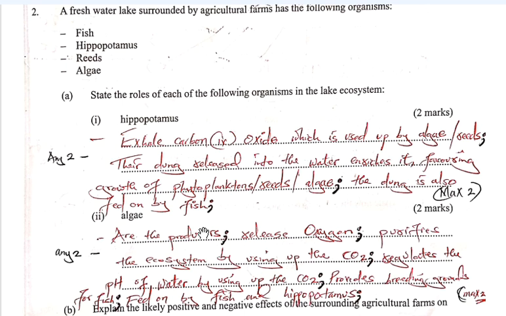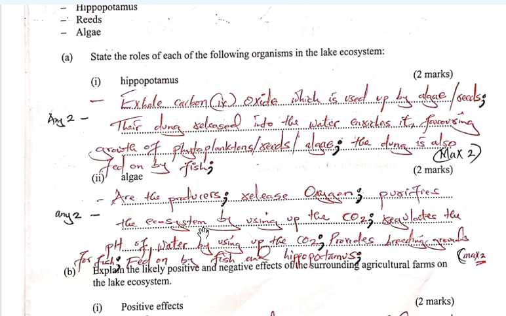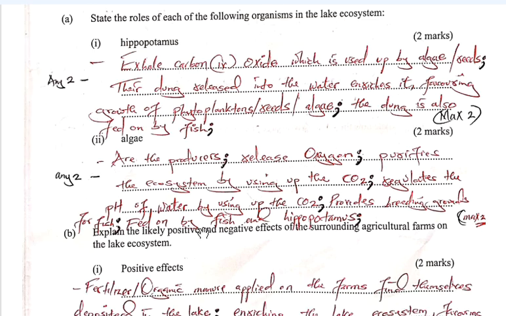Then algae are producers. This means algae are green in color. They are able to trap light energy for photosynthesis, hence produce food. Apart from that, they release oxygen during photosynthesis, and oxygen is a byproduct. They also purify the ecosystem by using carbon dioxide during photosynthesis. Then the other role of algae is that they regulate the pH of water by using the carbon dioxide. Then they provide a breeding ground for fish, and they are also fed on by fish and hippopotamus.